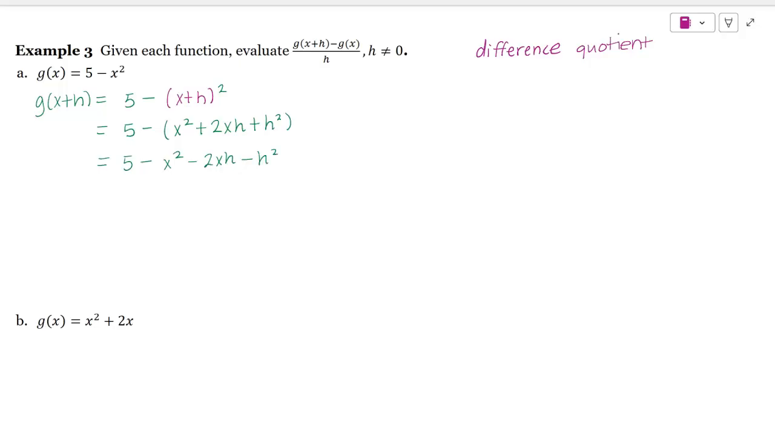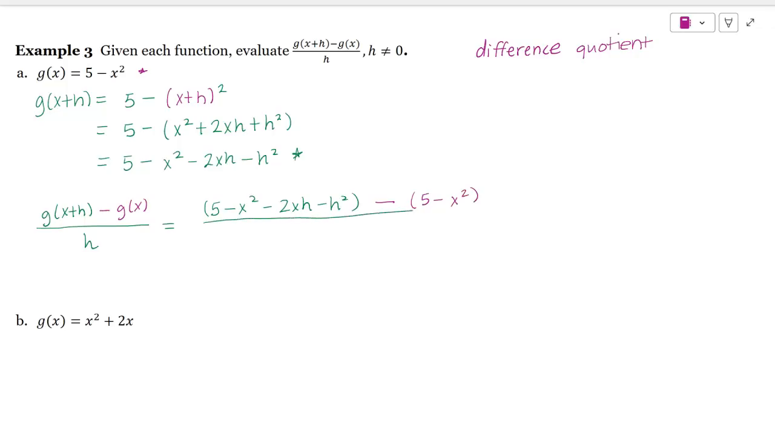All right, now we're ready to plug in the two components. So g of x plus h, minus g of x, and then that whole thing's going to be divided by h. So I'm going to start with this. This is my g of x plus h: 5 minus x squared minus 2xh minus h squared. And then I'm going to subtract off g of x, my original function, 5 minus x squared. Notice that I put parentheses because I want to make sure to distribute the negative sign to all of the items. And then the whole thing is divided by h.